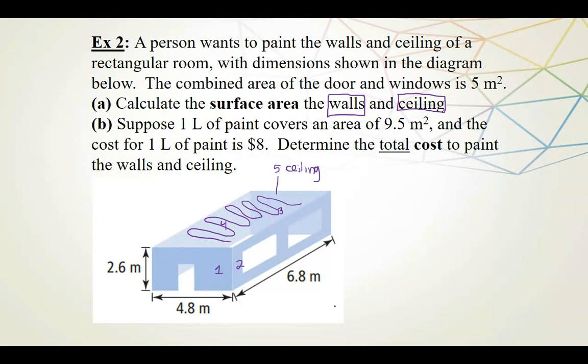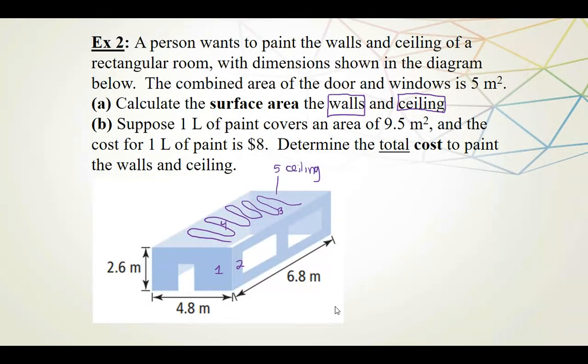We're not going to calculate the surface area of the floor because we're not painting the floor. The person only wants to paint the walls and the ceiling. Therefore, we only have 5 faces we need to worry about here. That's going to be the front, the back, the left, the right, and the top of that rectangular room that we see. But we are not painting the floor, so we're not going to incorporate the surface area of the floor.